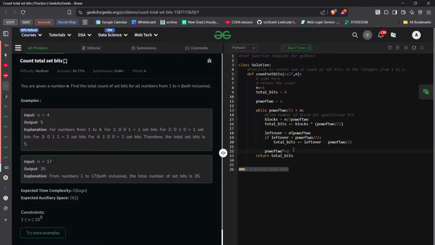We'll increase the power of 2. Now we have to do this till power of 2 divided by 2 is less than n. Power of 2 divided by 2. Power of 2 is what? Power of 2 is the full length size.